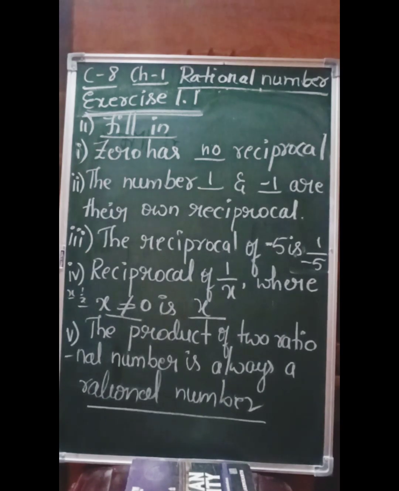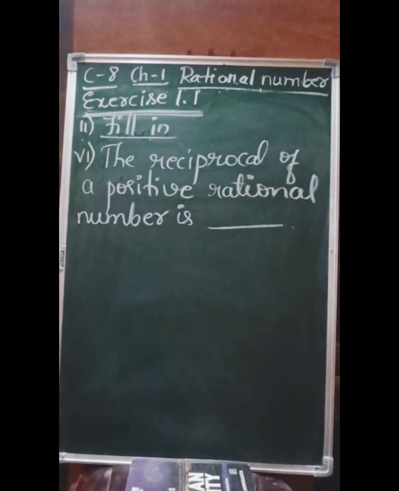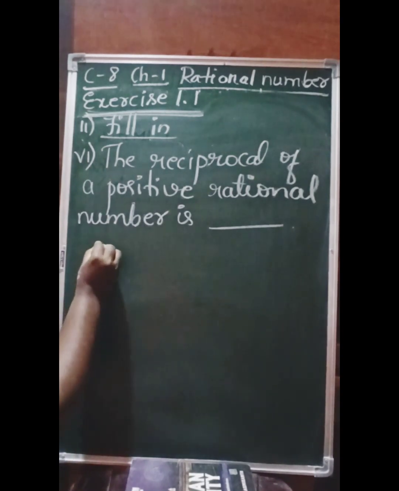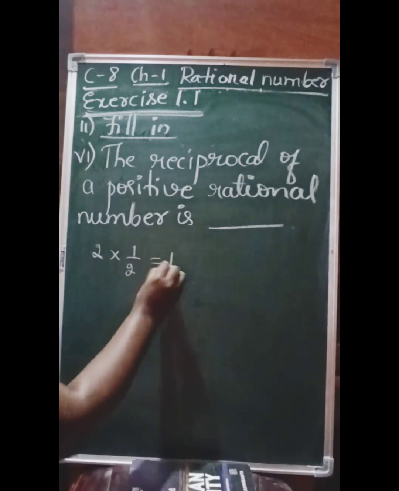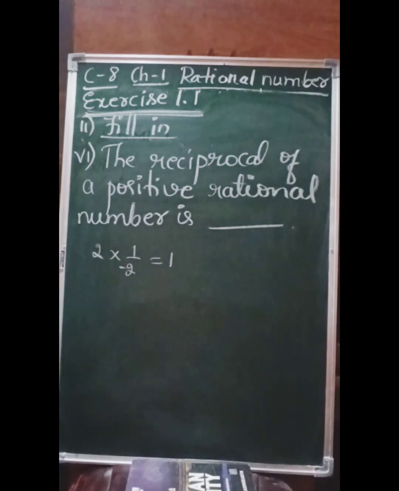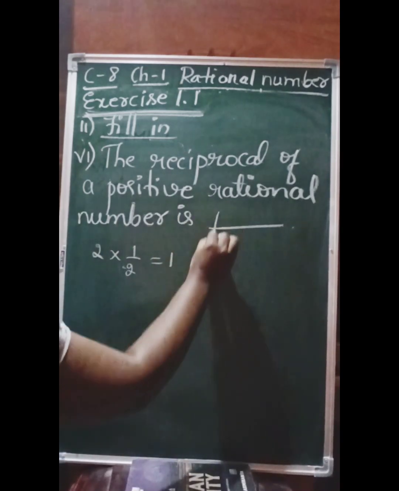The last one: the reciprocal of a positive rational number is, what is the answer for that? Think. The reciprocal of a positive rational number is always positive, right? If it is 2, the reciprocal of this is 1 by 2, because the product should be 1. We cannot consider minus 1 by 2, right? So it is always positive.